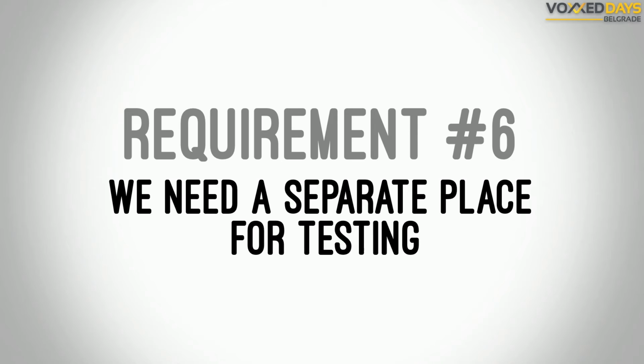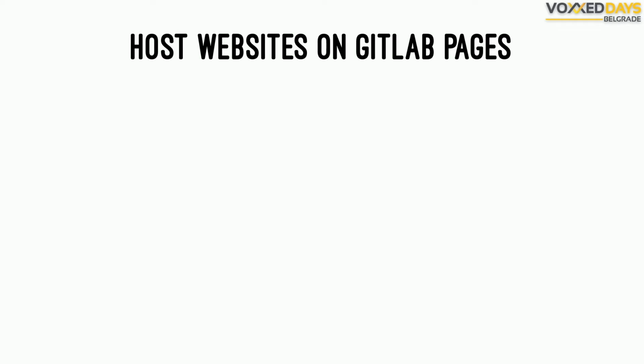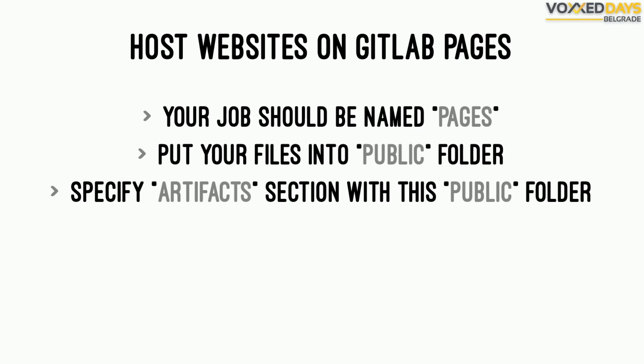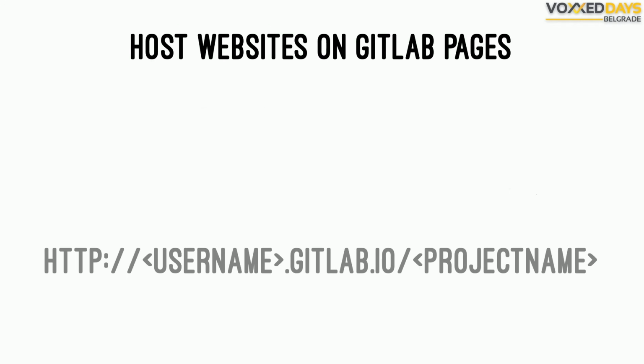The sixth requirement: now we need a separate place for testing, since we have even more developers. And we would like to take a look at our stuff before pushing it to production, and you decide to use GitLab Pages. This is another part of GitLab, and you can just host any static website on GitLab Pages. There are 3 rules you need to follow. First of all, your job should be named pages. You need to put your files into the public folder, and you need to specify an artifacts section with this public folder. And after doing so, your website will be hosted on a URL like this one.